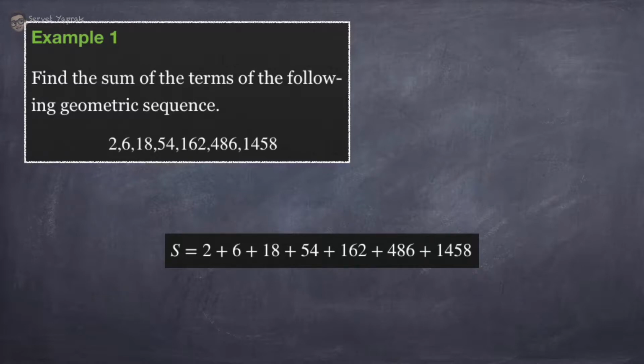To do that, first we need the common ratio of the geometric sequence. So 2 to 6 here, times 3, 6 to 18 again times 3, and times 3. So the common ratio of this sequence is 3. I will use this common ratio to multiply this sum. So I will multiply every term by 3. So S will become 3S, 2 times 3 will be 6, and then 18 and so on.